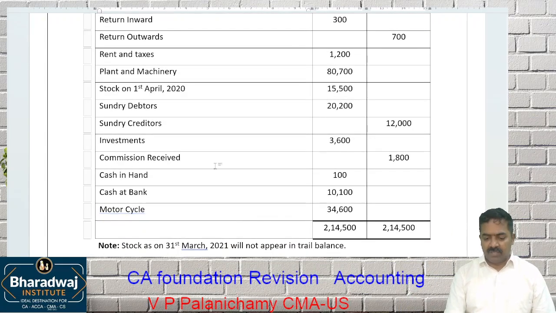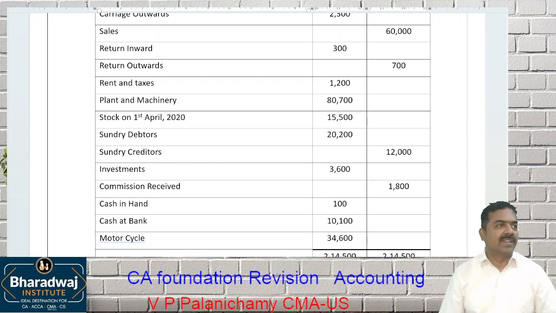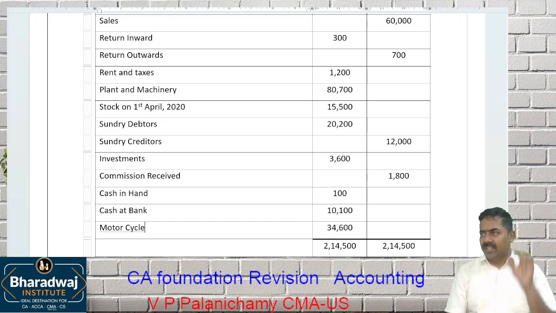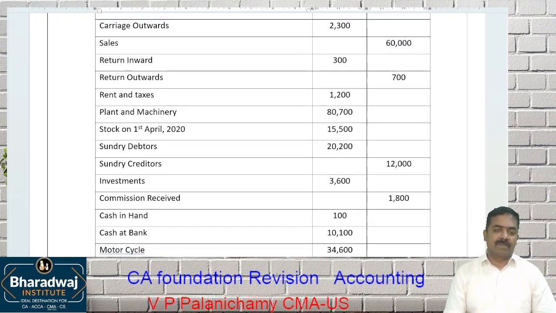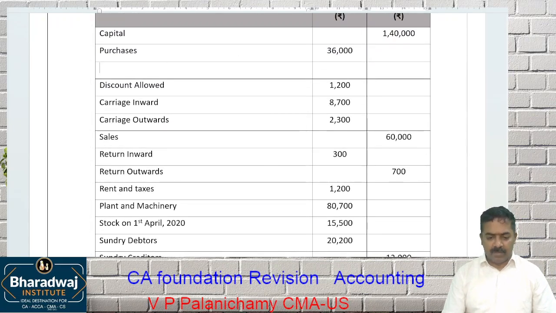Suppose in the exam question, they ask you to show closing stock in the trial balance. Your closing stock is not appearing in the trial balance, so what will you do? We will adjust the purchases. Purchases will be 36,000 minus what is the closing stock given? What is the closing stock given?